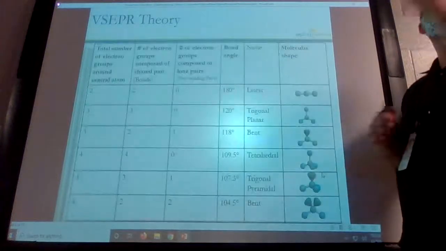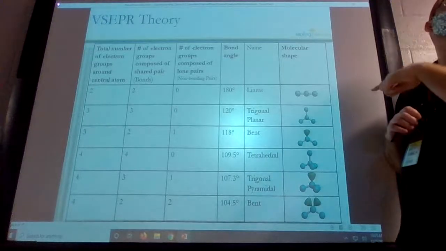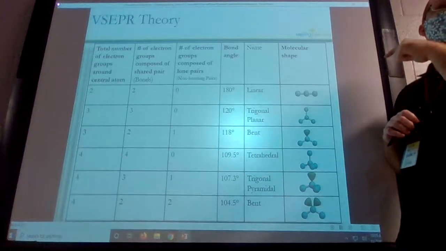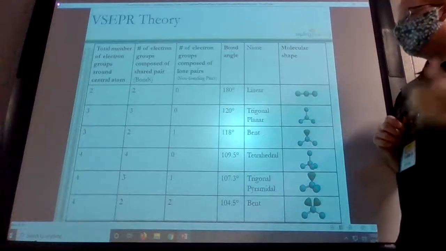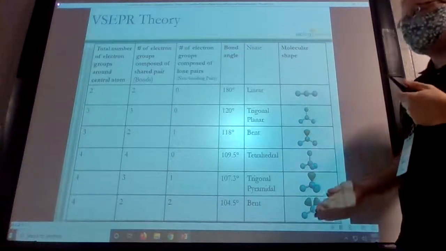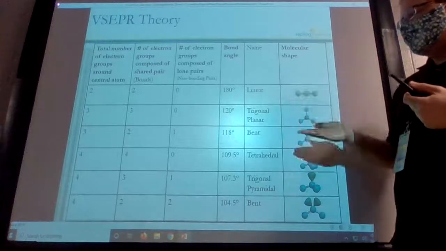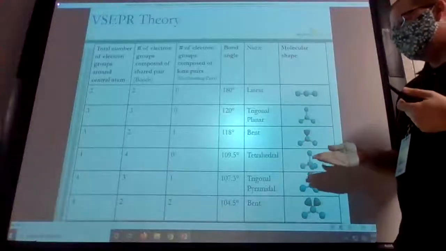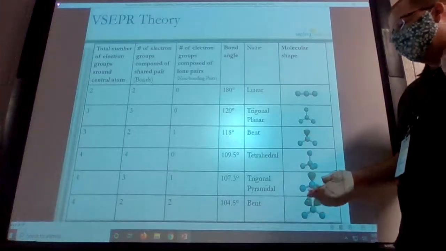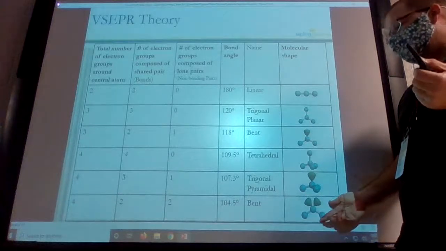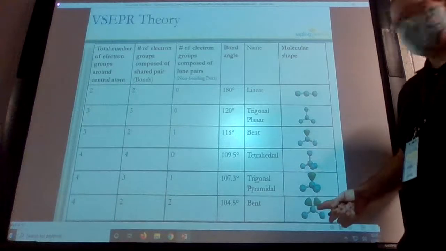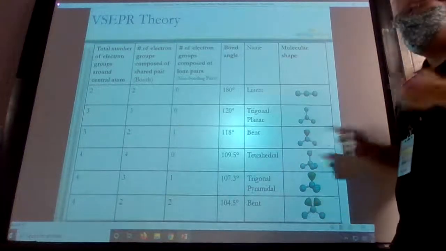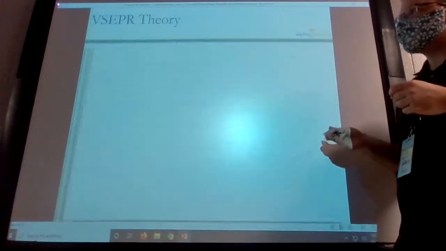So this example here is what you're going to use the most on your assignment today. Everybody sees this chart on there. This shows you the different shapes. We go from linear to trigonal planar to bent to tetrahedral, trigonal pyramidal, and then another kind of bent where I have two lone pairs instead of one. So here they have two, and there they have one.